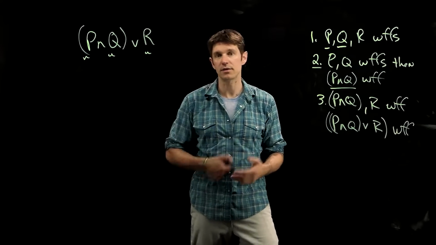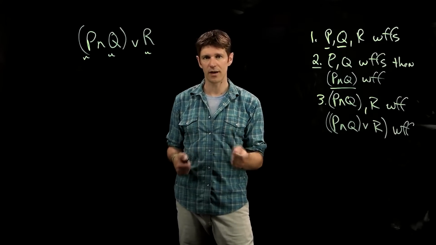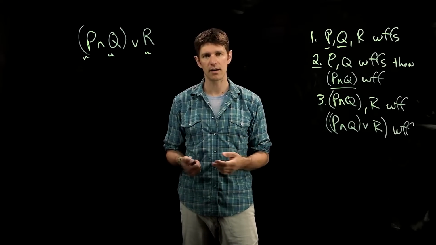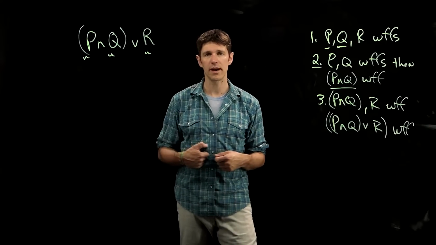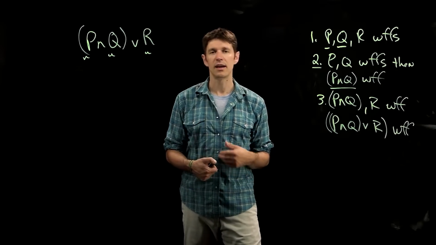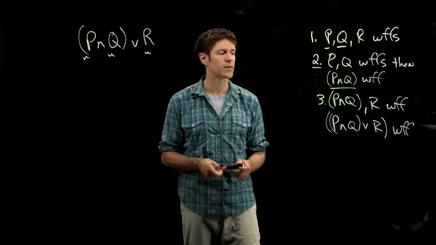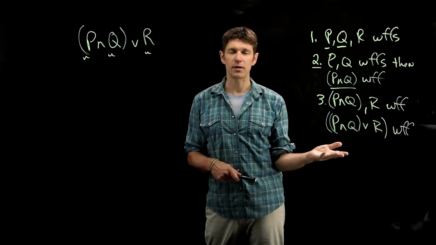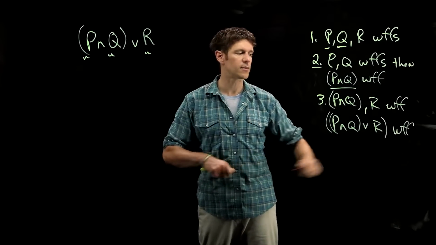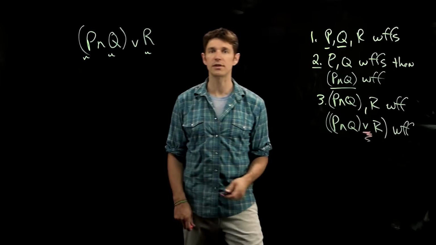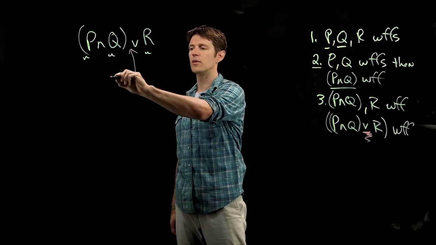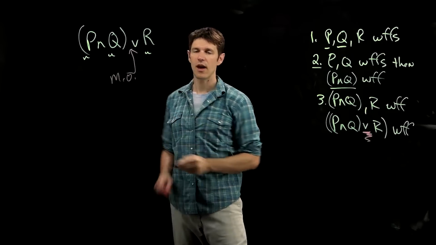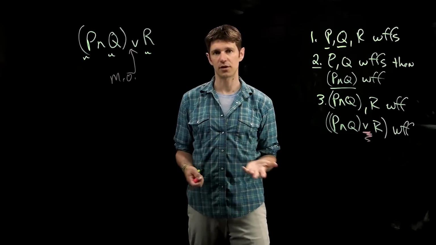Now our goal here isn't to build formulas. Again, it's to identify the main operator. And as we said, the main operator of this particular formula will be the operator that's introduced in the last stage of construction. So what's the operator that we introduced in the last stage of construction? Well, it is this V here, or the sign for disjunction. So the main operator in this formula here is that V, or sign for disjunction.